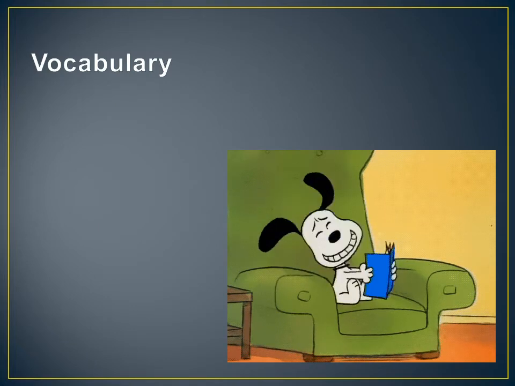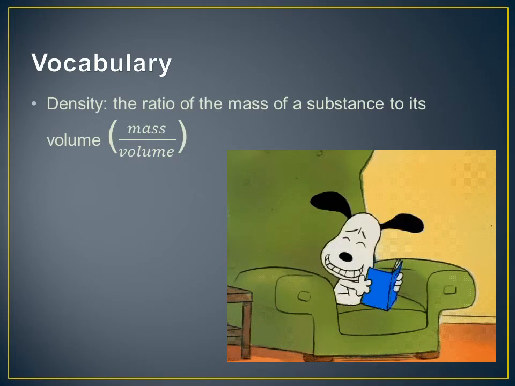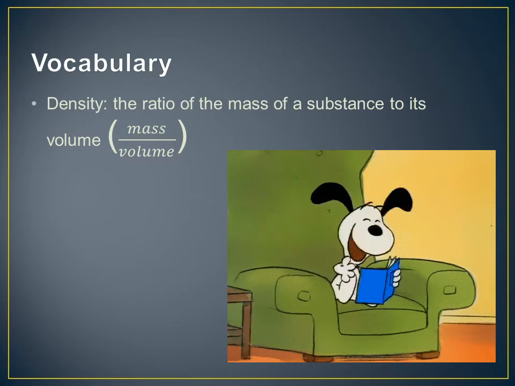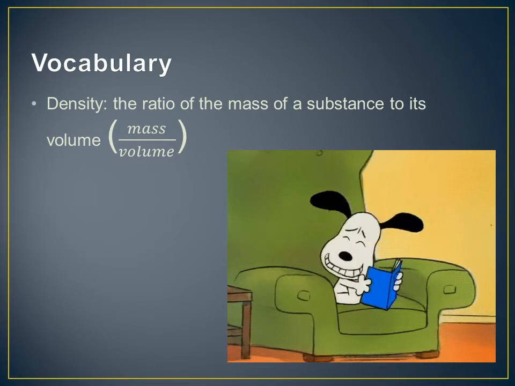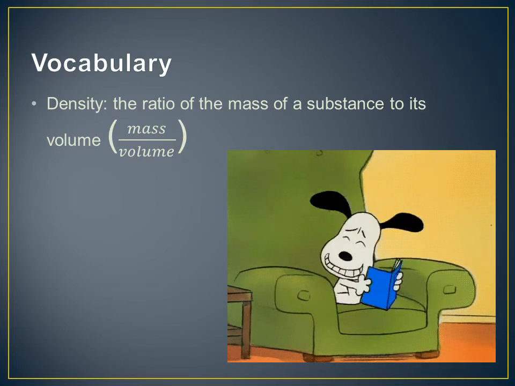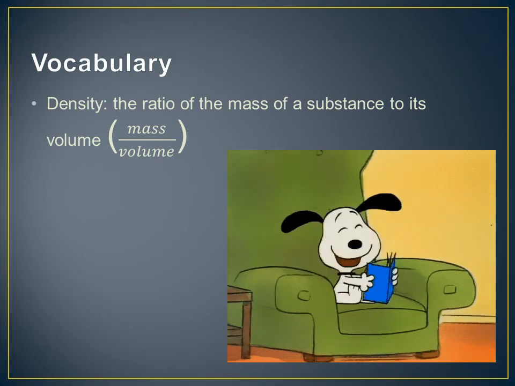So, you'll be happy to know we've only got one vocab word today. It's density. Density is the ratio of the mass of a substance to its volume. And the formula is mass divided by volume.